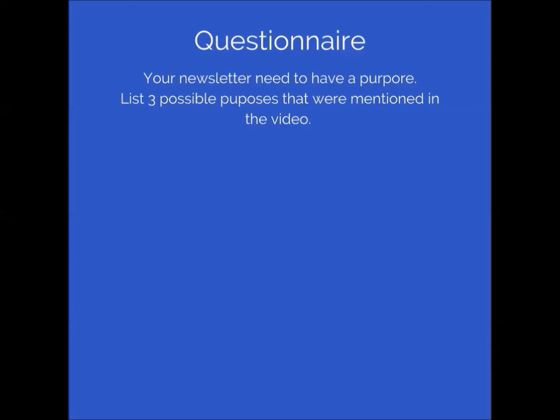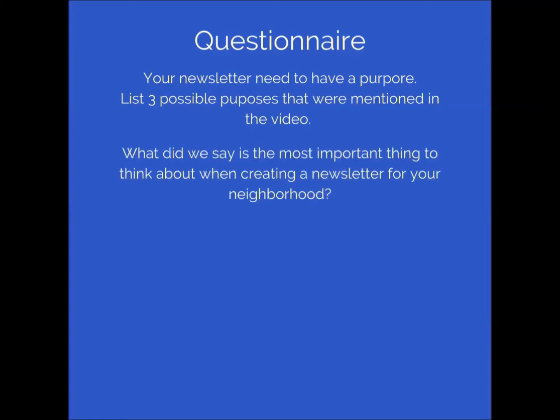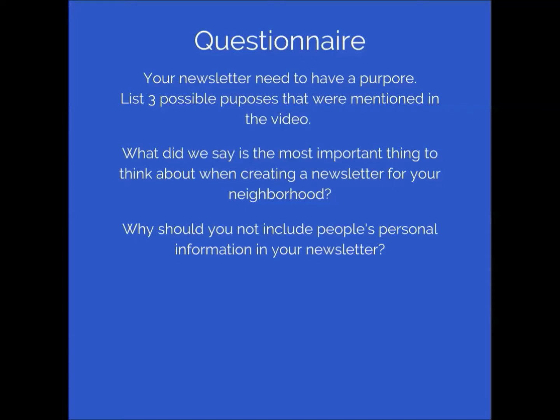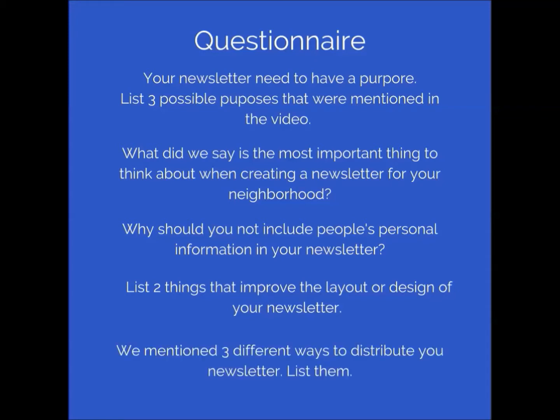Your newsletter needs to have a purpose. List 3 possible purposes that we mentioned in the video. What did we say is the most important thing to think about when creating a newsletter for your neighborhood? Why should you not include people's personal information in your newsletter? List 2 things that improve the layout or design of your newsletter. We mentioned 3 different ways to distribute your newsletter. List them.